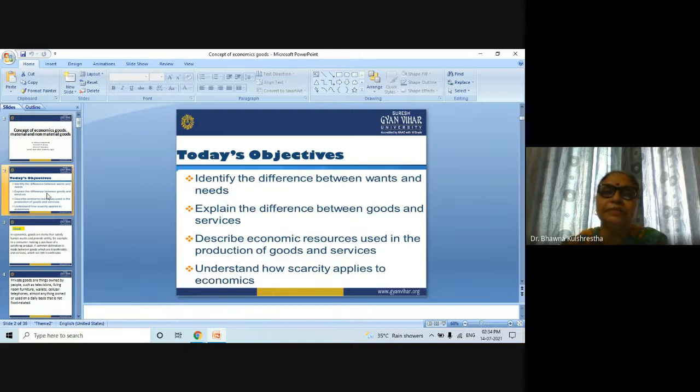Today's objectives: identify the difference between wants and needs. Explain the difference between goods and services. Describe economic resources used in the production of goods and services. Understand how scarcity applies to economics. And these are the objectives of this topic.